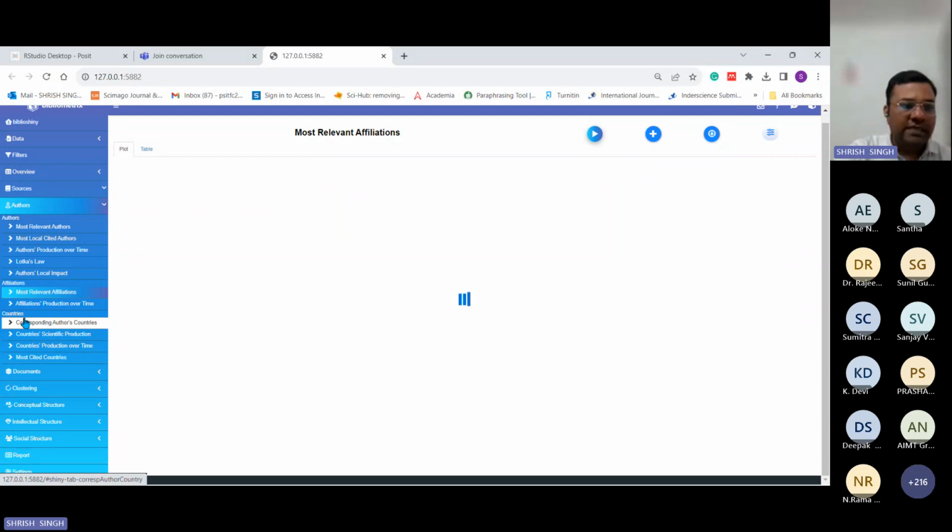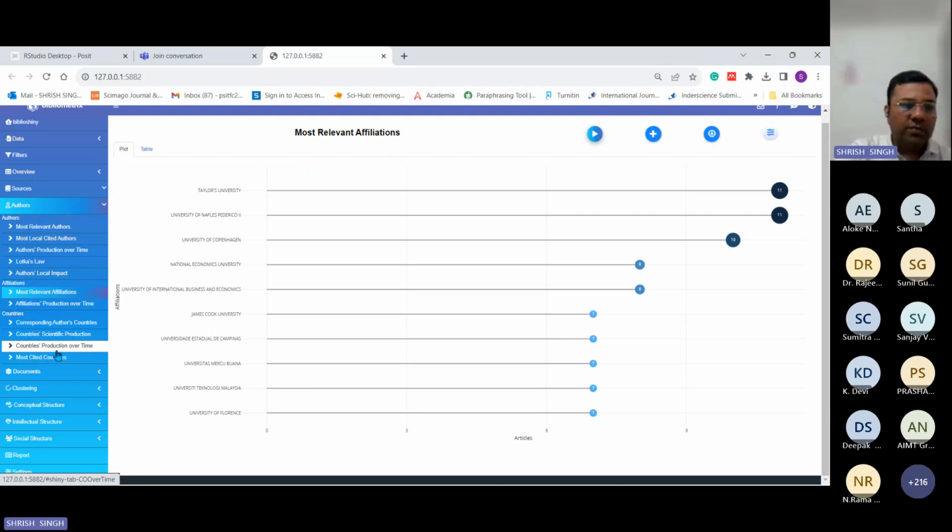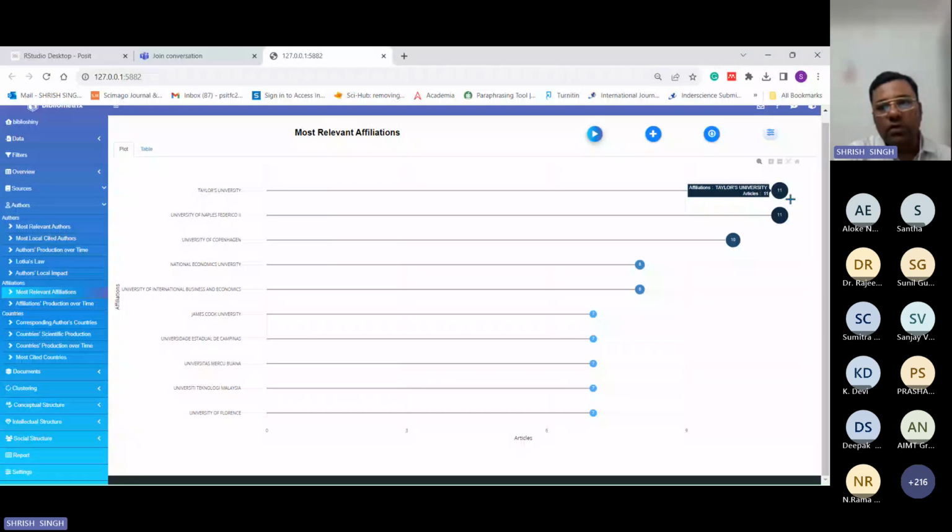Then the next matrix is related to the countries. Countries means which countries are producing the maximum number of articles in the same area, countries' scientific production, countries' production over the time. Now, this is Taylor's University. Taylor's University is publishing in terms of responsible consumption or green consumption, and it is on the topmost place, and it has published around 11 articles related to this topic, right? So you can see that there are 11 articles which have been published by Taylor's University so far.